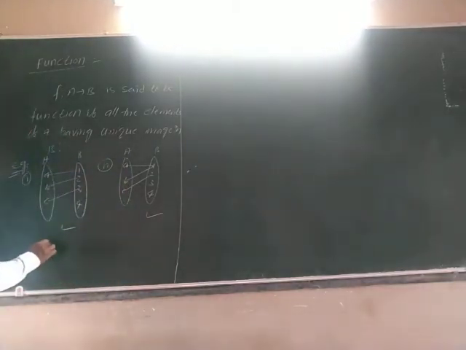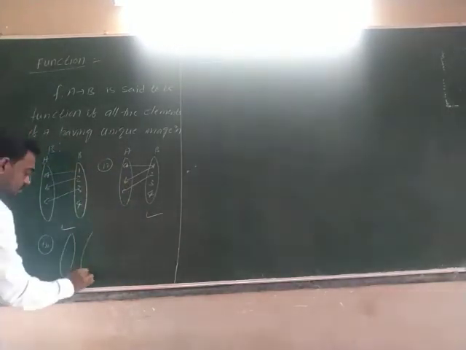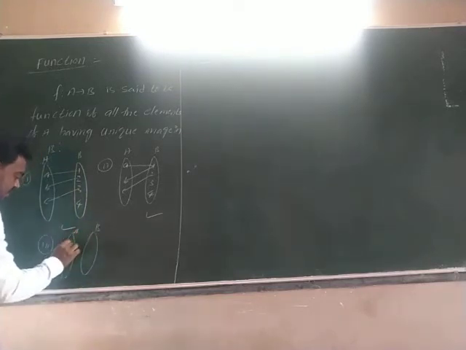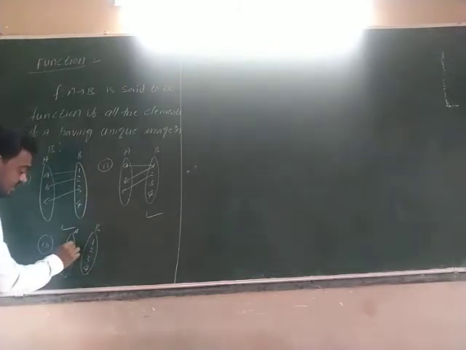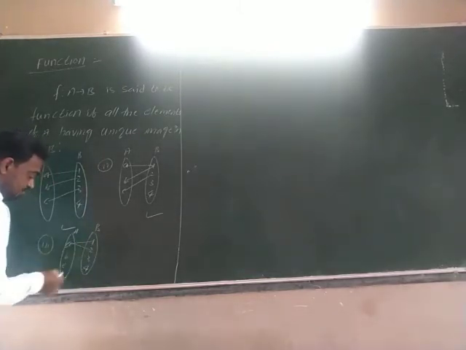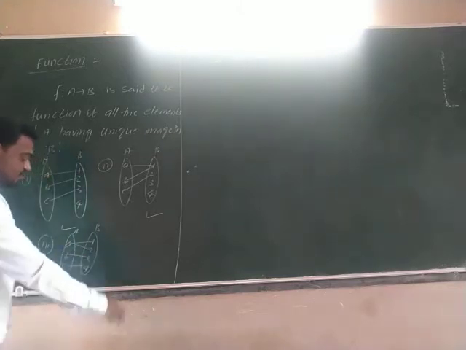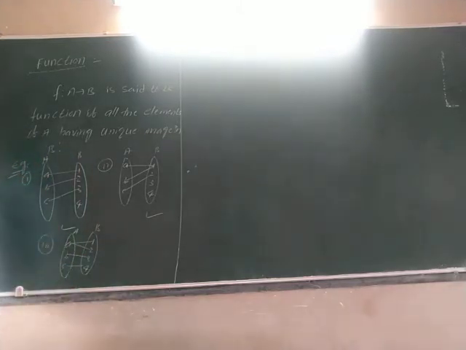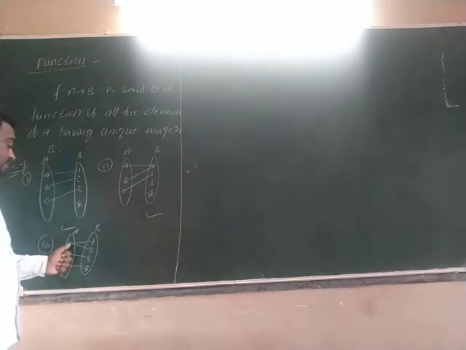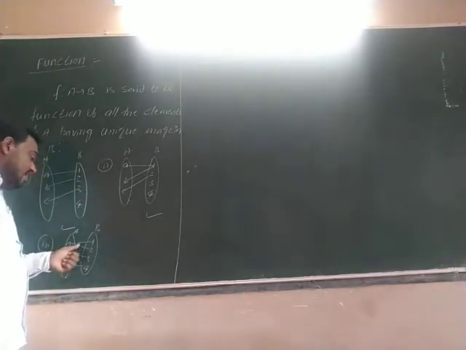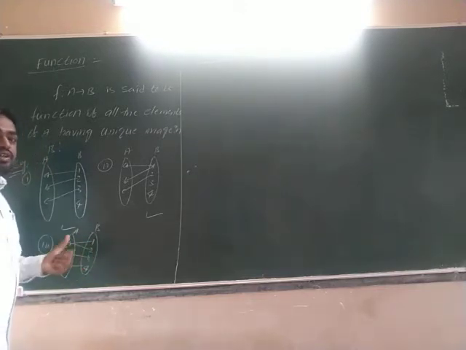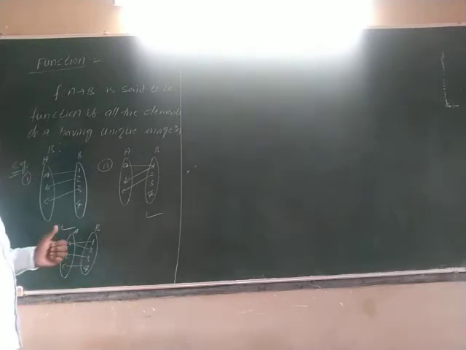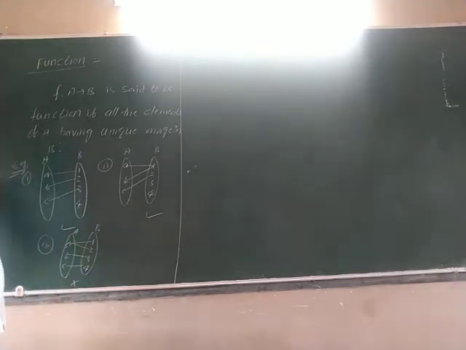You see one more example. Here a, b, c and 1, 2, 3, 4. Here a is related to 1 and 2, b is related to 3, c is related to 4. So it is not a function. What is the reason here? The images of a are 1 and 2, which means a does not have a unique image, a has 2 images. So it is not a function. So this is the definition of the function, right?